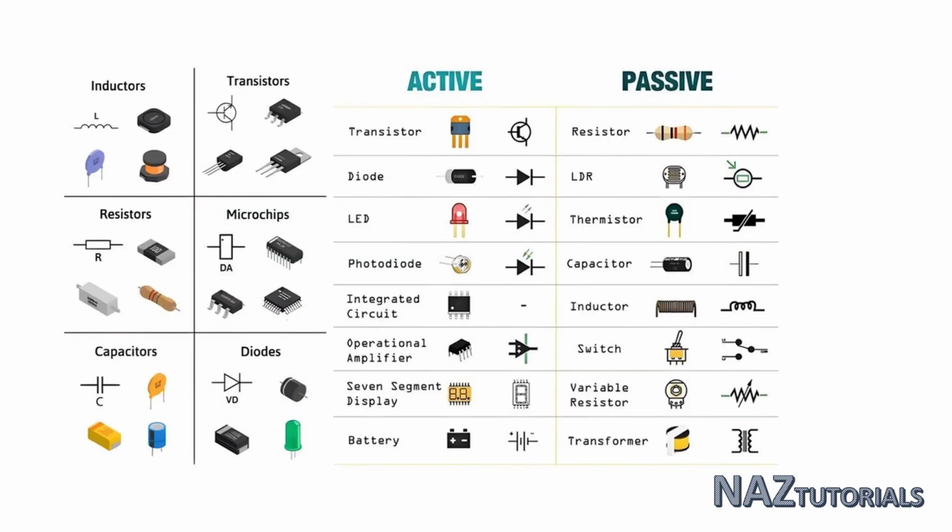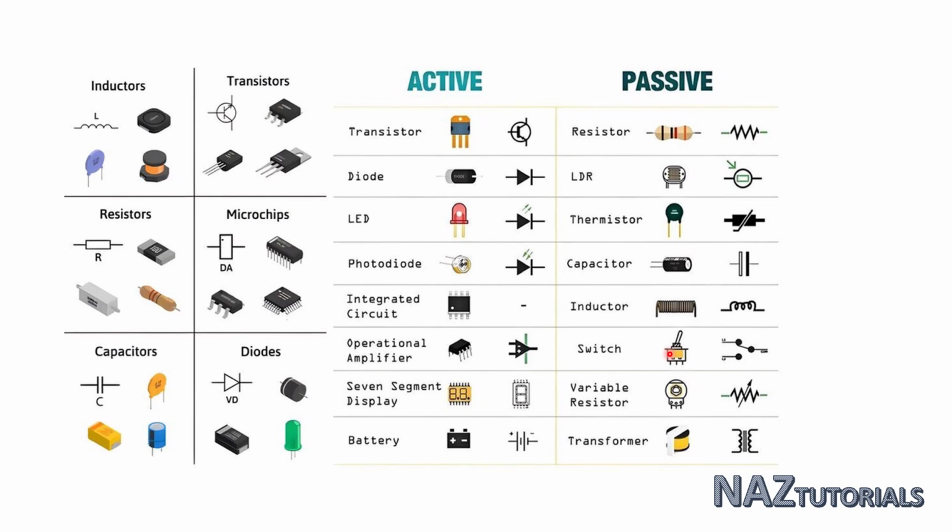Now, if you see the example of active and passive components, basic passive components are resistor, capacitor and inductor, as we discussed earlier, and some other element is LDR, light dependent resistor, in which the resistance depend upon the value of light. Thermistor, it is a resistor depend upon temperature.